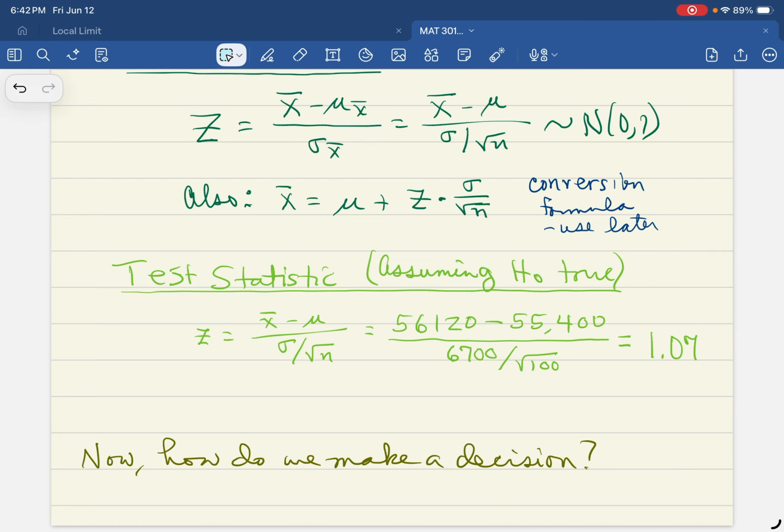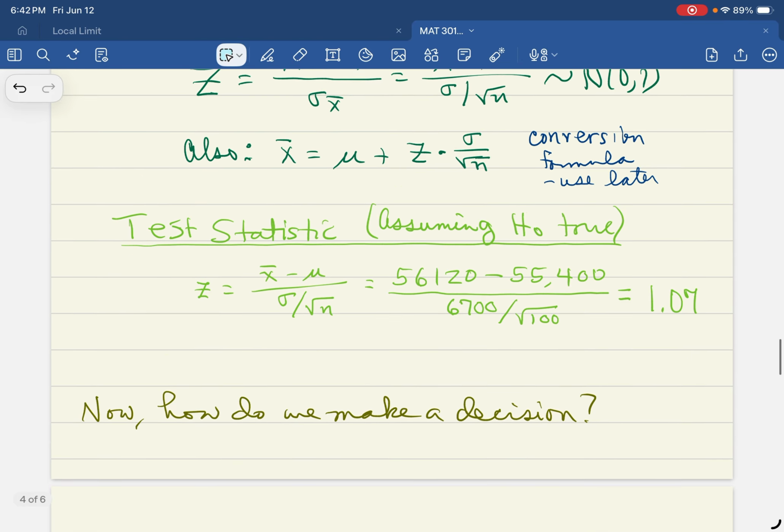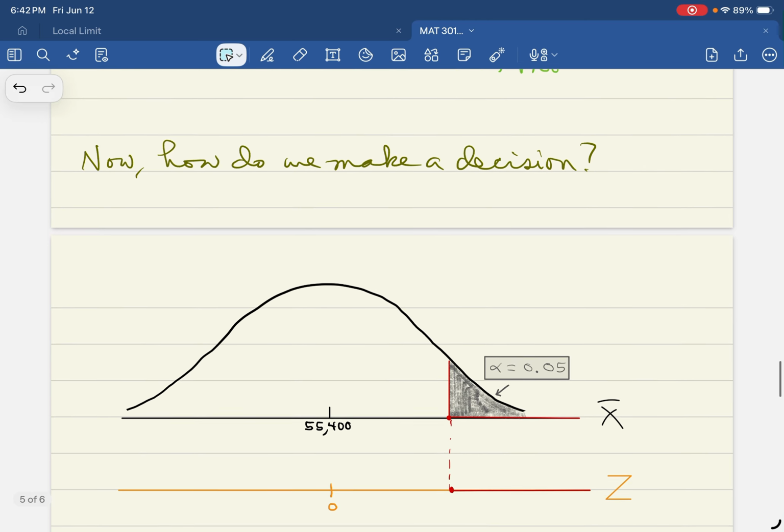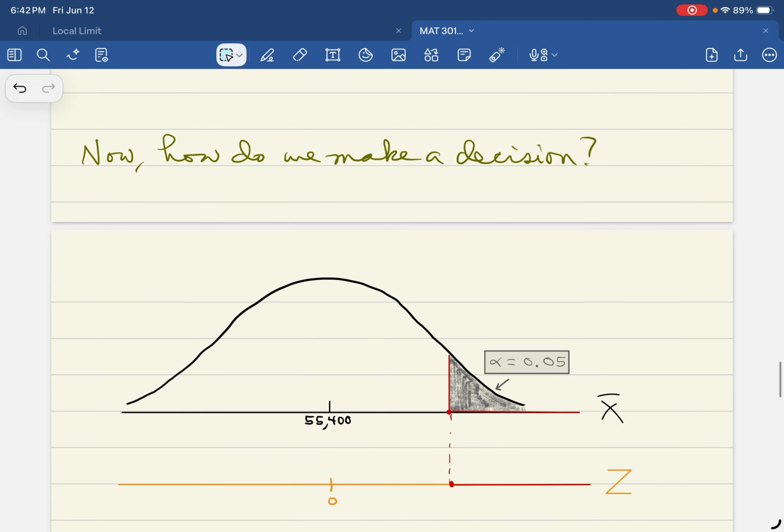So how do we use our alpha? Well, since this is a right-tailed test, let's draw a bell curve, and we'll use two horizontal lines, one for X bar and one for Z. And remember that since this is a right-tailed test, we're going to put all of alpha in that right tail.